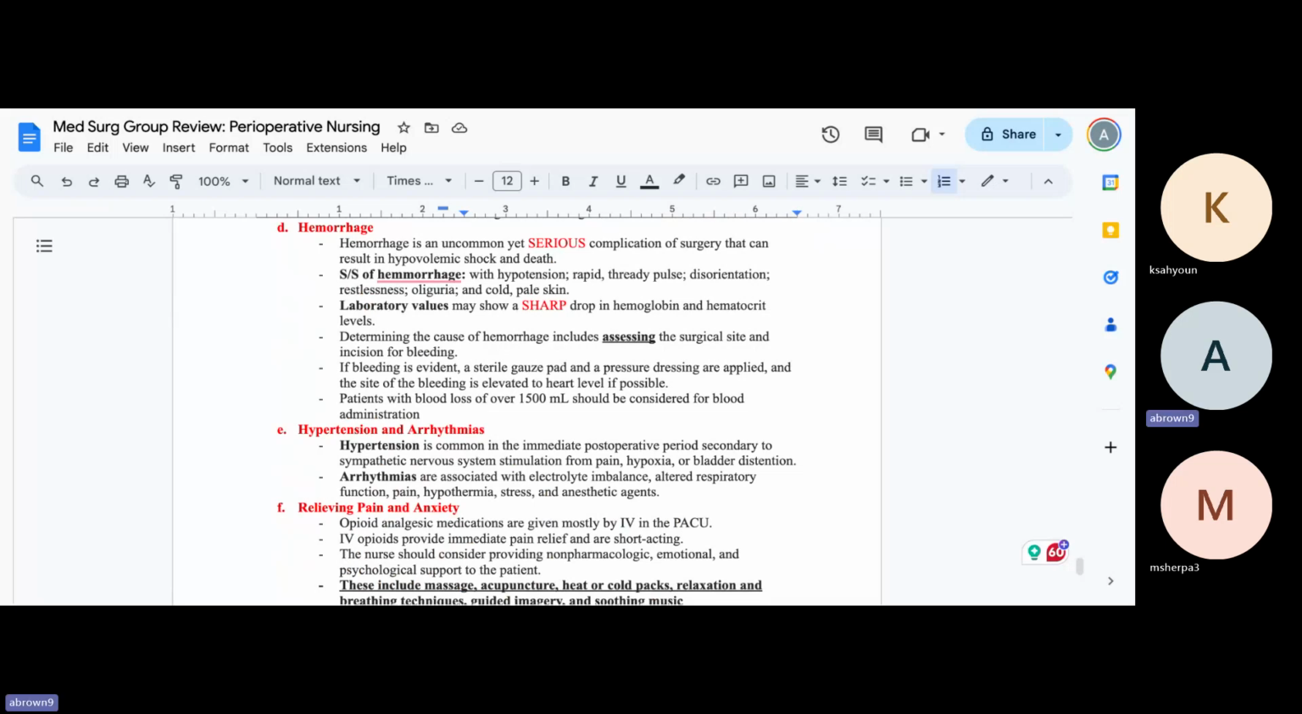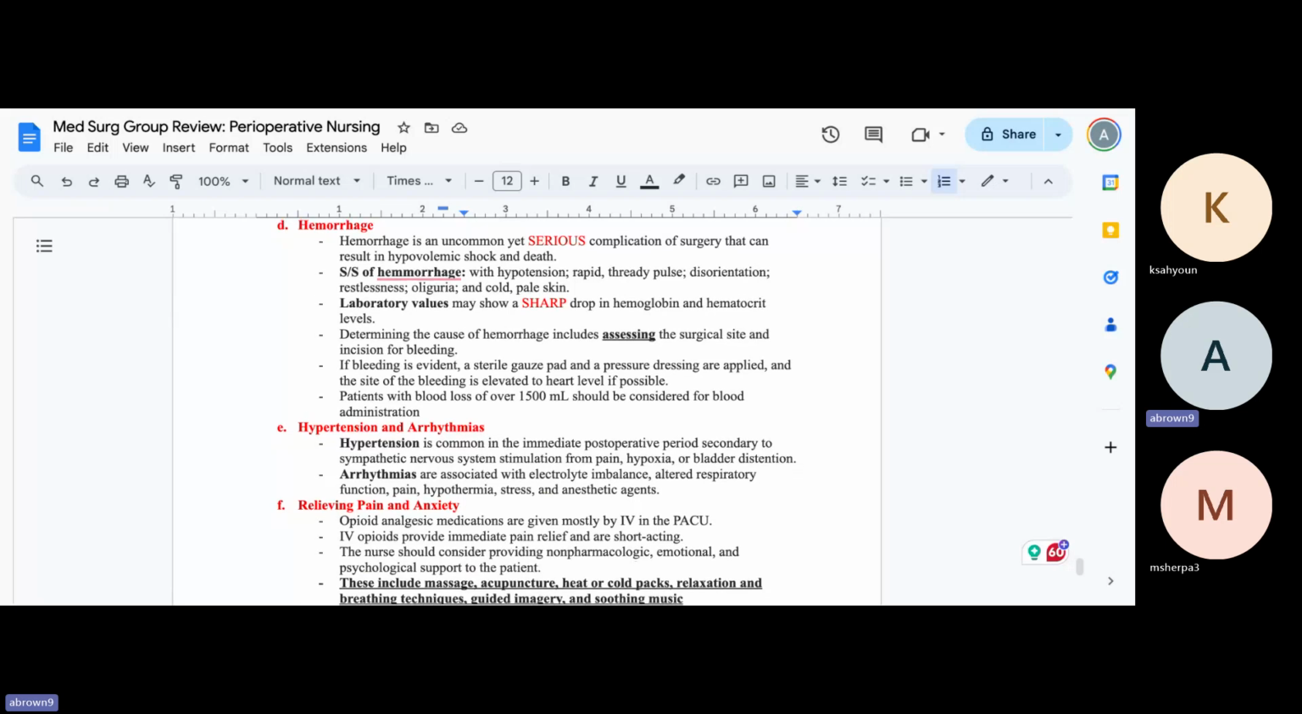Laboratory values may show a sharp drop in hemoglobin and hematocrit levels. So your hemoglobin in the blood measures your red blood cells, which are your oxygenated blood cells, and your hematocrit levels. So if you see a sharp drop in your red blood cells, you would want to be concerned for a hemorrhage.